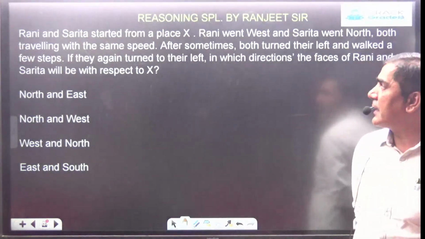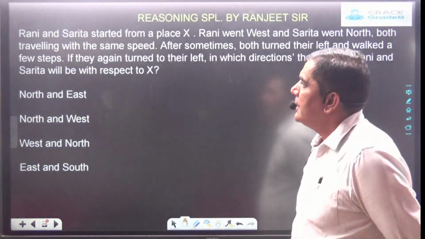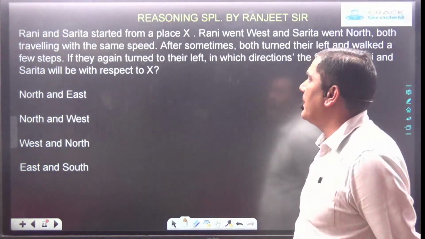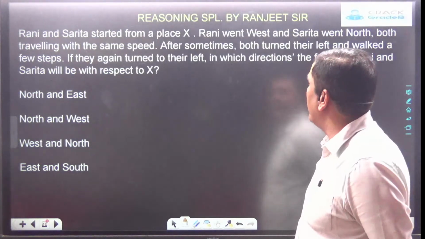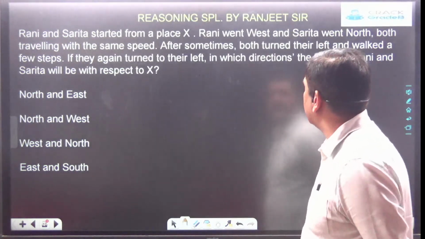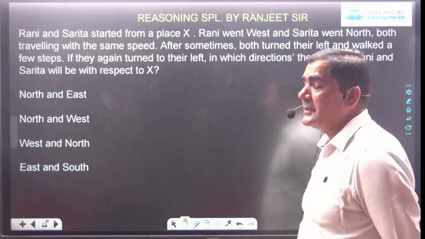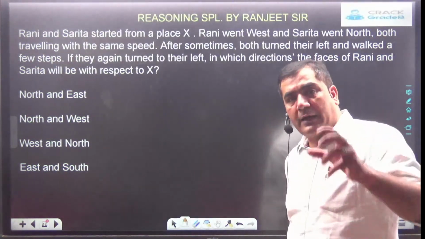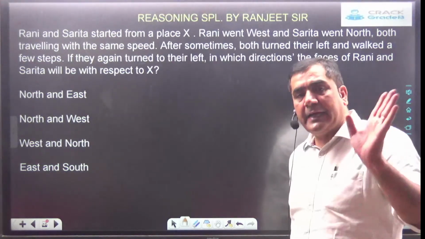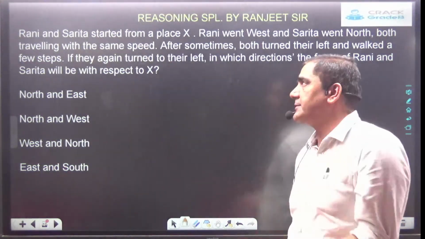Here they have not given any distance. Rani and Sarita started from a place X. Rani went west and Sarita went north, both traveling with the same speed. Same speed means what? Both will cover the same distance.